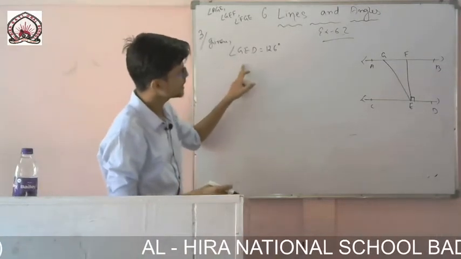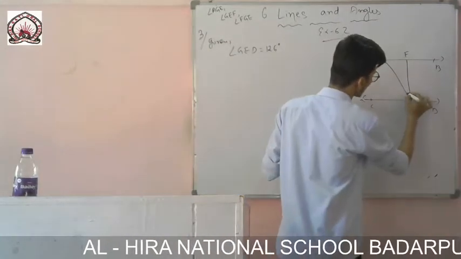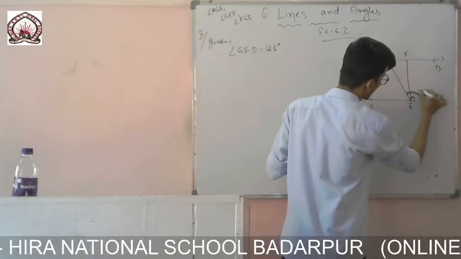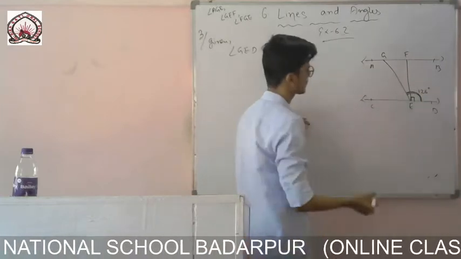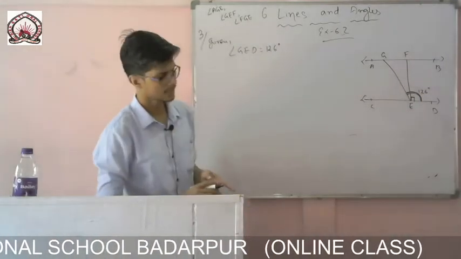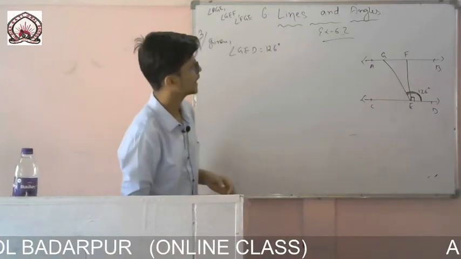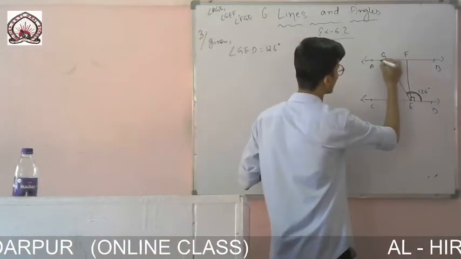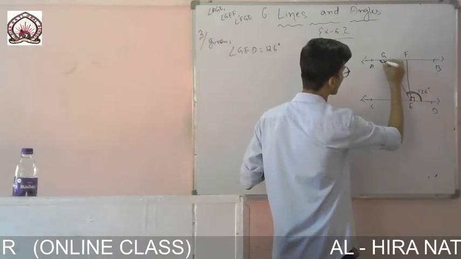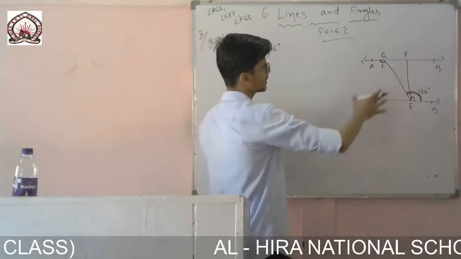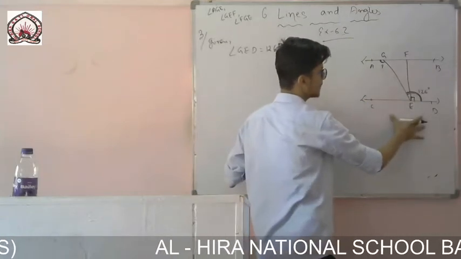So GED is given, this angle is given as 126 degrees. And AGE is the angle I have to find. So you see one thing very carefully: AB and CD are parallel lines.